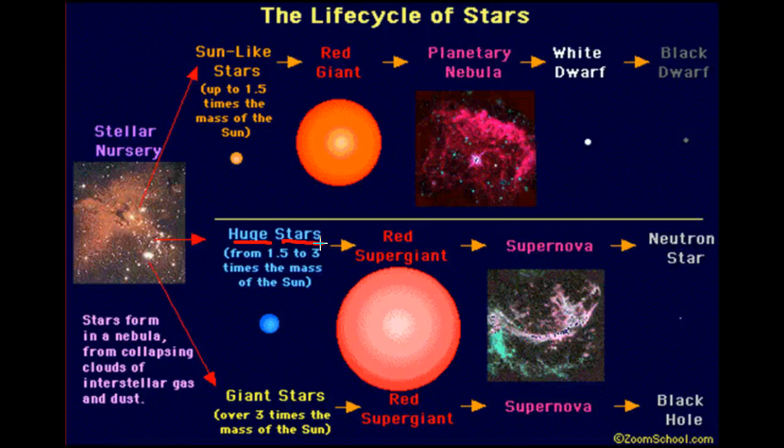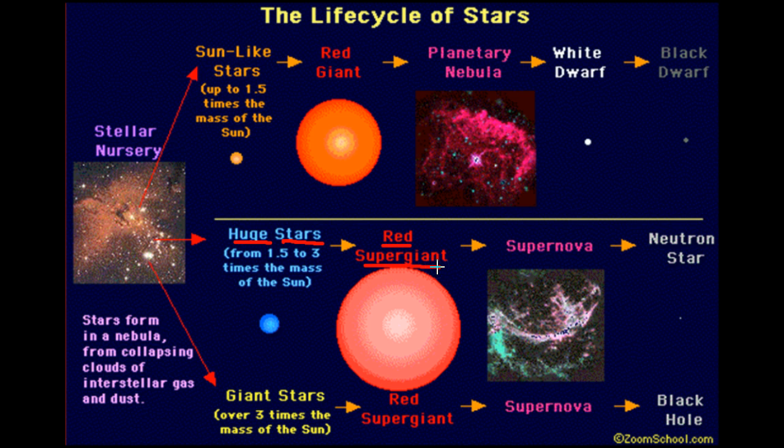Recall that stars begin to die as their supply of hydrogen fuel burns up. This is no different with huge or giant stars. Now the difference is that huge stars cool down and become red supergiants. So you see here now they become a red supergiant, which makes sense.